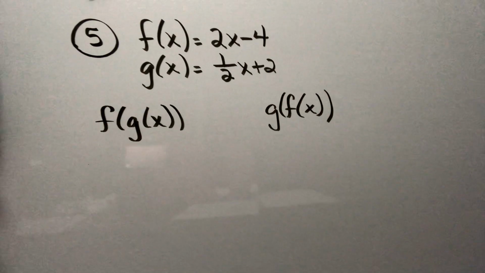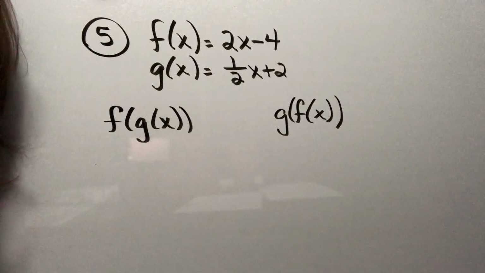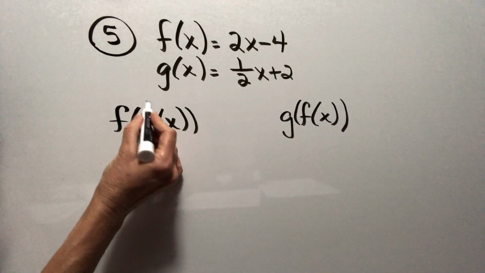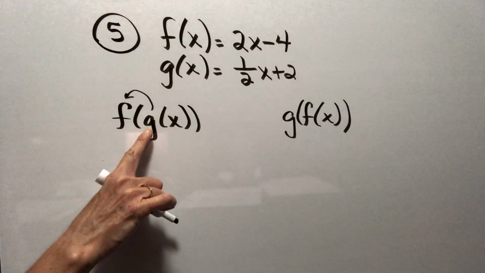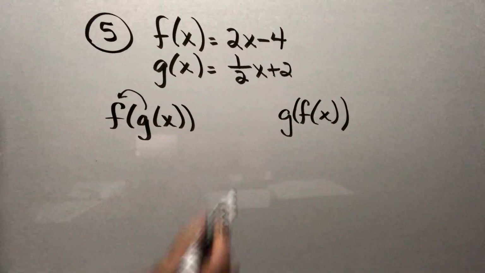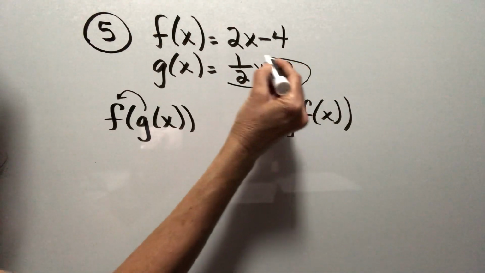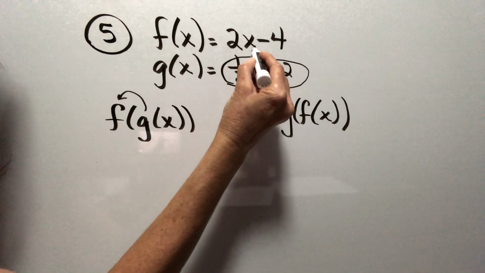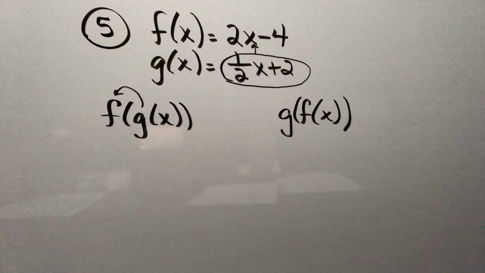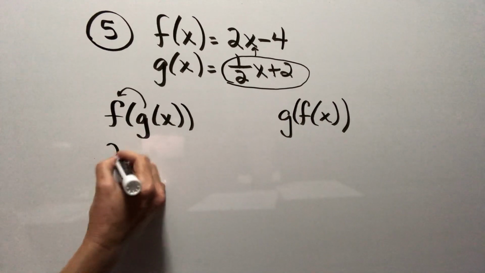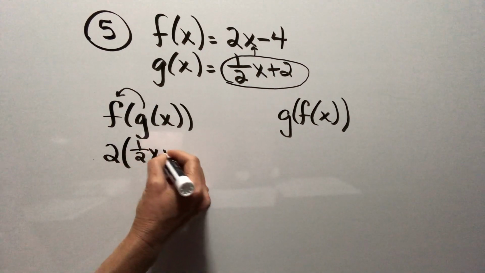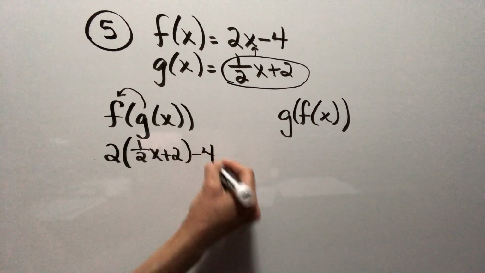So this is the lesson that we did last time where you plug one function into the other one. So you always look at the inner function and plug it into the outer one. So this one would mean to plug g into f. So this is what we did last time. For that one, you will take all of g and you will replace it for the x in the f function. So you're going to be rewriting f. So the 2 would still be there, but in place of x, you're going to put in 1/2 x plus 2, and then you still have to subtract 4.